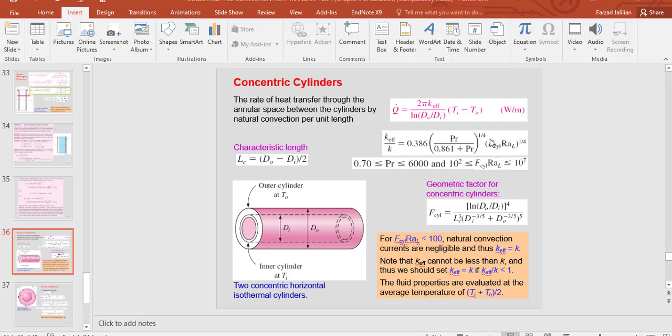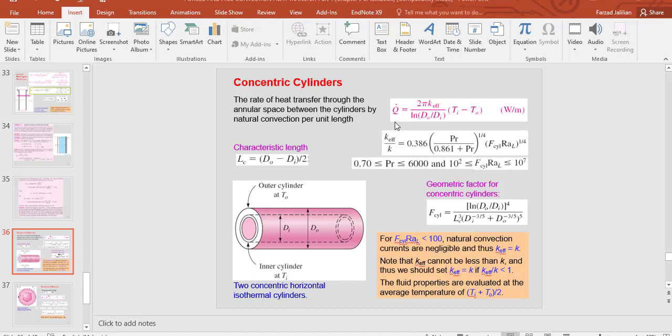Also, we have here a new concept, which is geometric factor. You should put in this equation to find the K effective, and also to find if you can use this equation. This geometric factor for cylinder or concentric cylinders can be calculated by this equation. F for cylinder or geometric factors for concentric cylinders can be calculated by this equation, which is dependent on the diameter of the two cylinders and characteristic length, which can be found by this equation.